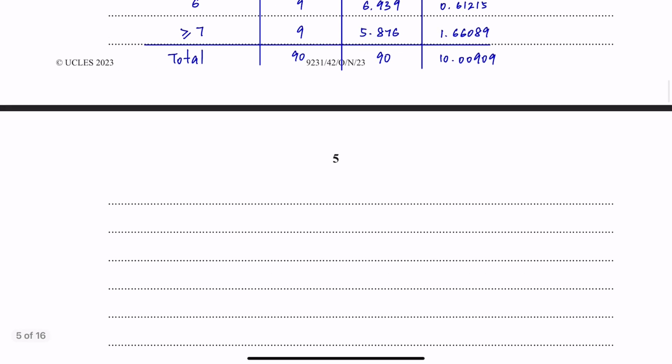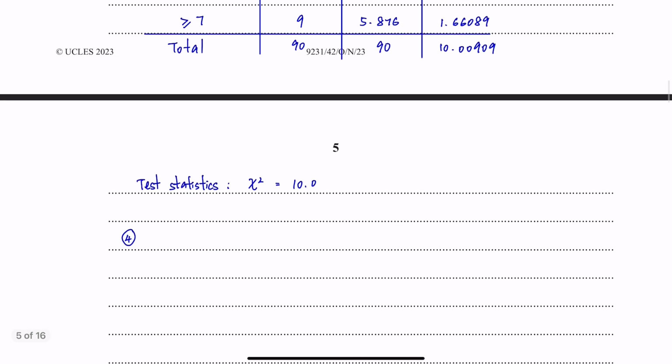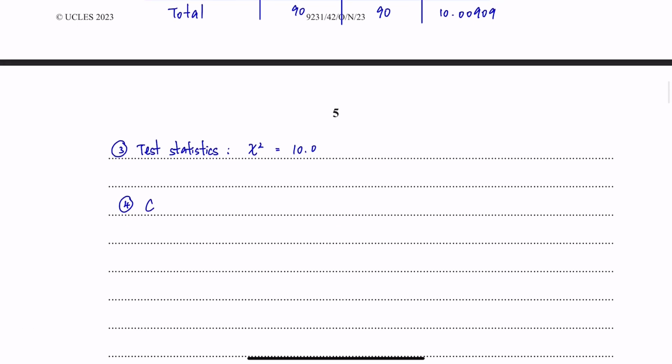So our test statistic would be 10.0 rounded to 3 significant figures. And this is the third step, this would be the fourth step. So the fourth step, we need to find the critical value.